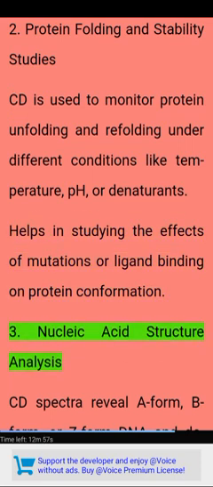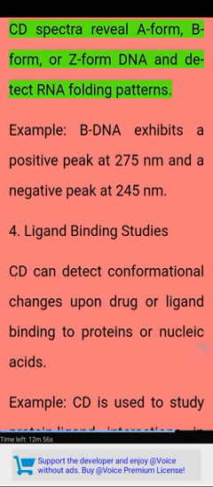3. Nucleic acid structure analysis. CD can reveal A-form, B-form, or Z-form DNA and detect RNA folding patterns. Example: B-DNA exhibits a positive peak at 275 nanometers and a negative peak at 245 nanometers.